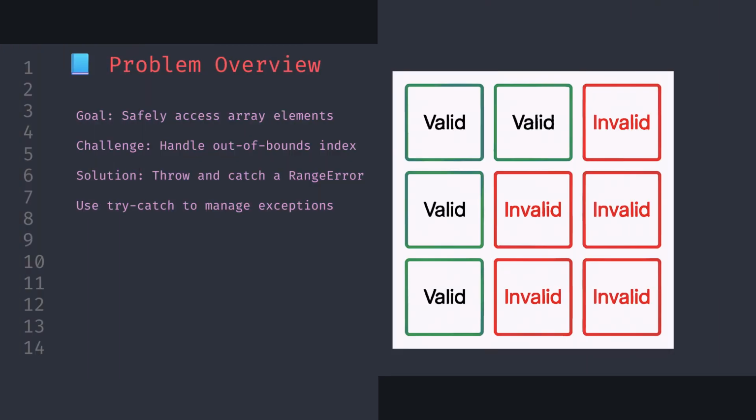We often access elements in an array by index, but if the index is outside the array's range, we risk unexpected results. This is where try-catch comes in. We'll use it to throw and handle a range error. That way, the program keeps running even if something goes wrong.